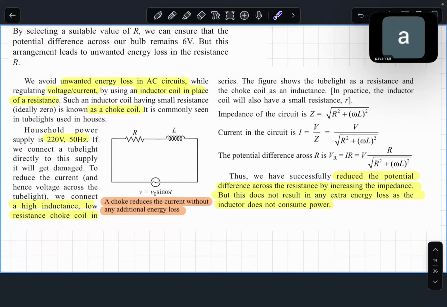Still the current passes through the bulb. You will have the required brightness. So the conclusion step is we have successfully reduced the potential difference across the bulb, in this case resistance, by increasing the impedance, but it does not result in any extra energy loss as the inductor does not consume power.